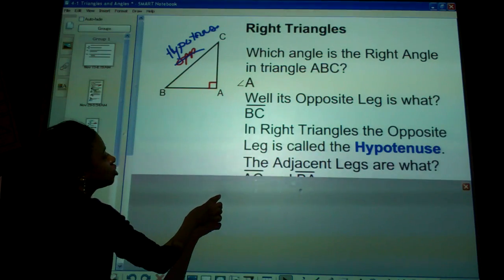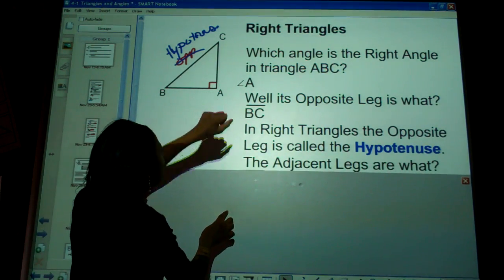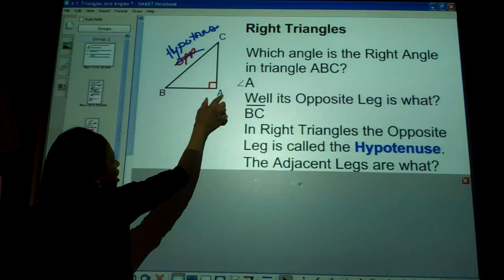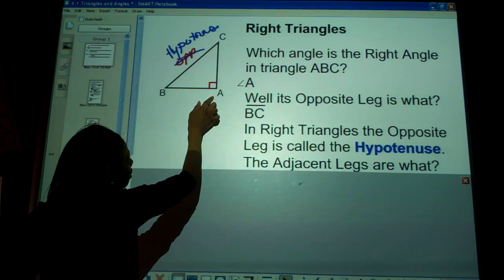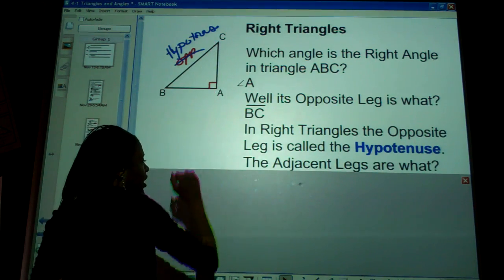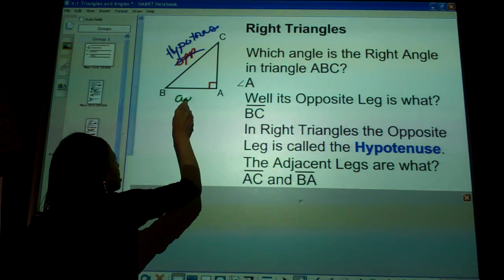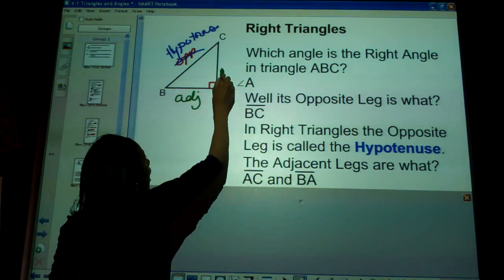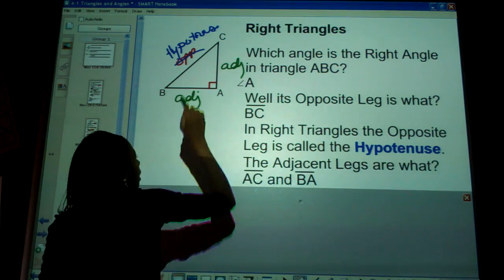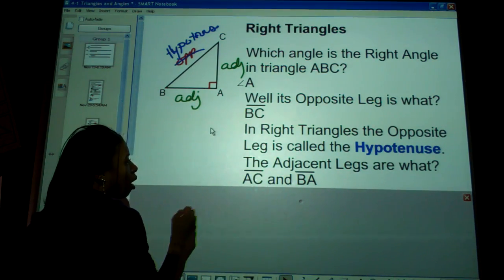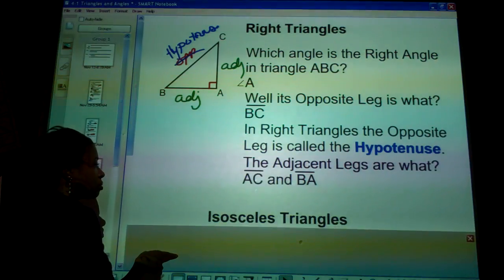Okay? What are the adjacent legs of angle A? The adjacent legs are BA, or AB, and AC. Both are the adjacent legs. So this is adjacent, BA or AB, and then CA or AC, whichever way you want to call it, are the adjacent legs. Okay?